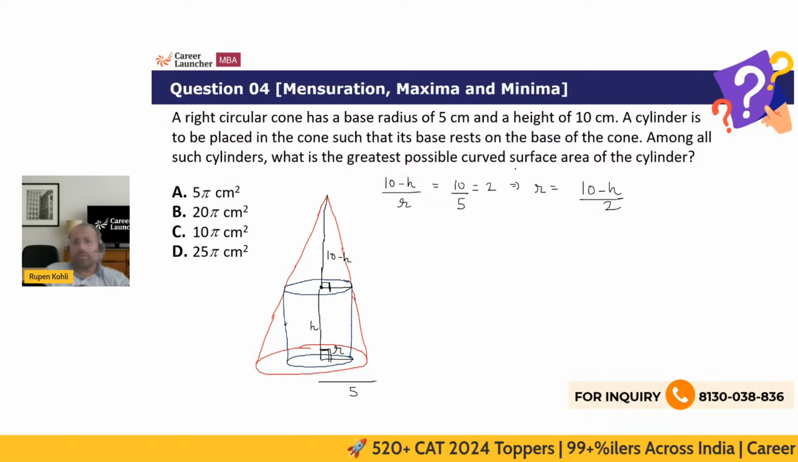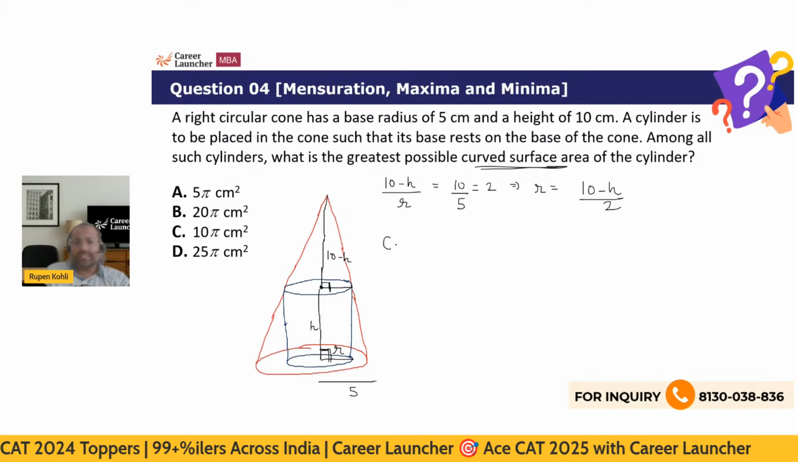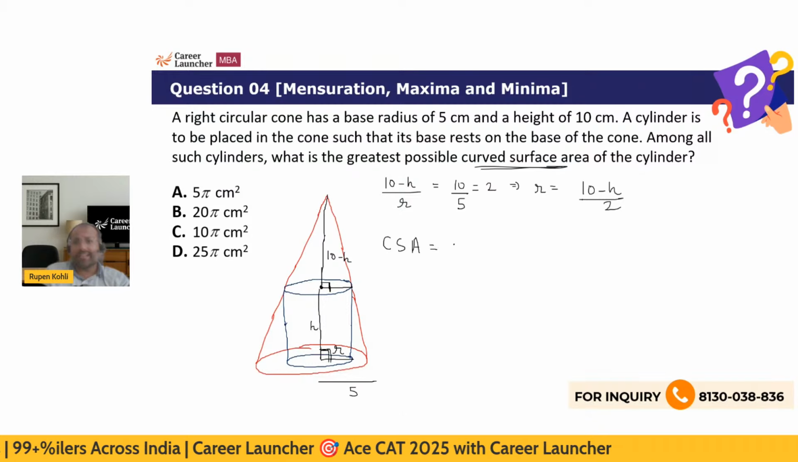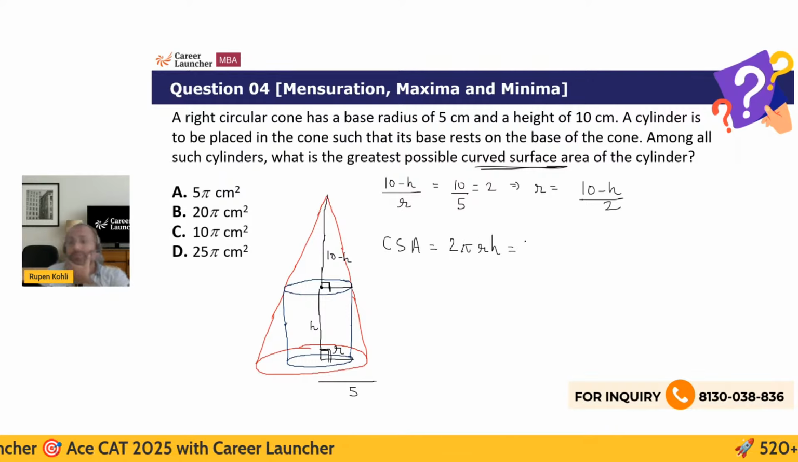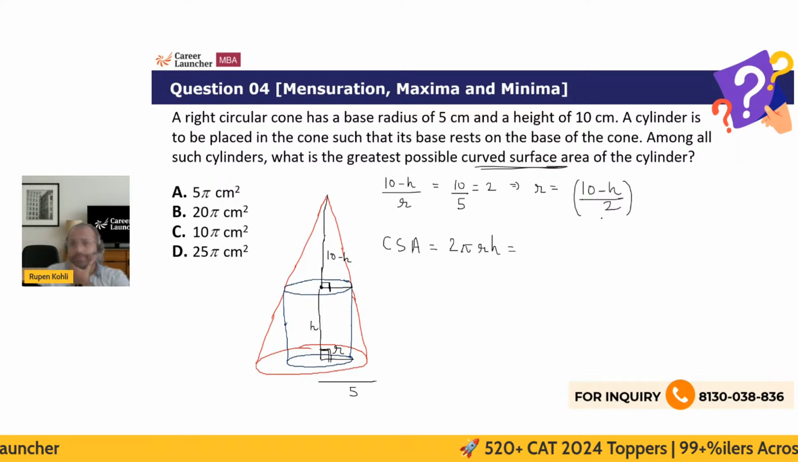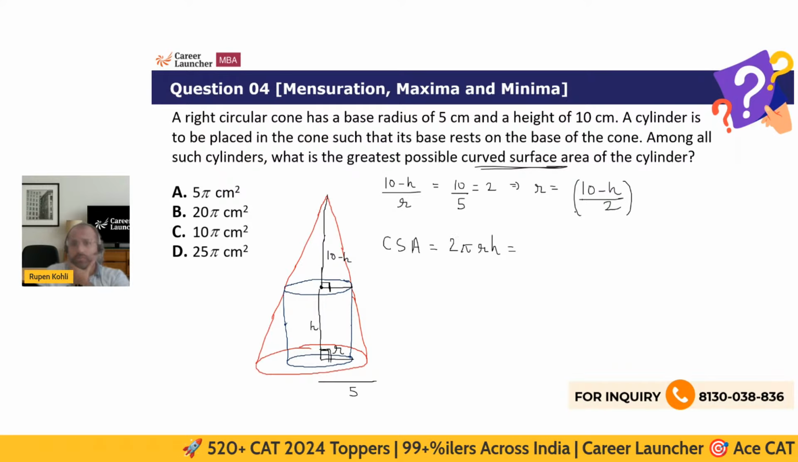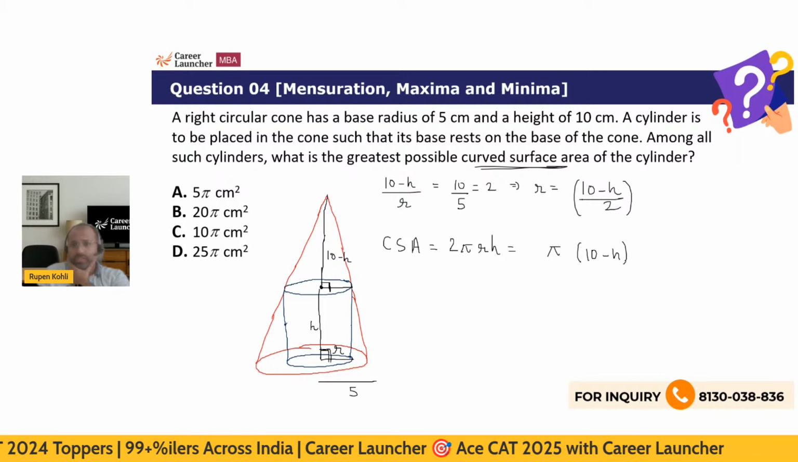So now comes the part where we have to optimize this curved surface area of the cylinder. We have to maximize it. So what is the curved surface area of the cylinder? Nothing but 2 pi r h. r can be written in terms of h. So replacing r as (10 minus h) by 2, the 2 and 2 cancel, and we're left with pi into (10 minus h) into h.